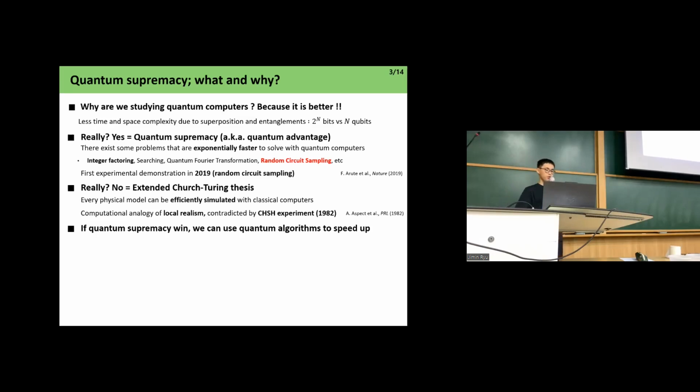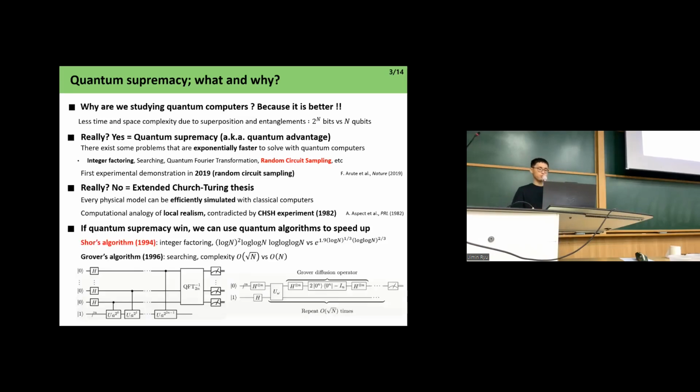So if it is true, then what can you do? If quantum supremacy really wins, you can perform exponentially faster computations. The current example is Shor's algorithm, which performs integer factoring exponentially faster compared to classical algorithms. The left criterion is the time complexity of Shor's algorithm to factor an integer n, a large n, compared to the fastest currently existing classical algorithms, which scale exponentially with the size of the integers.